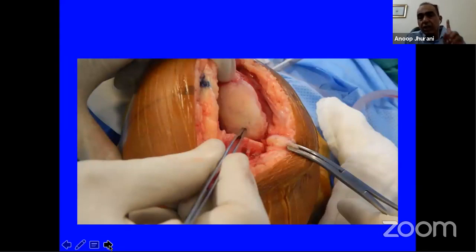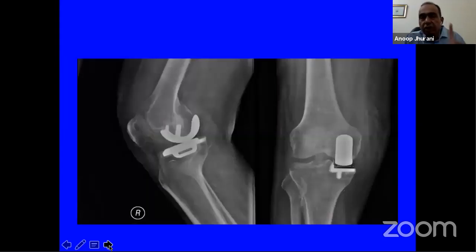This is a classical osteonecrosis of the medial femoral condyle, corresponding to changes on the tibial condyle, and you can treat it with an Oxford uni or any other uni.